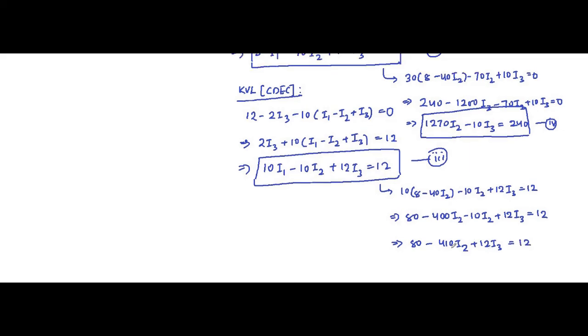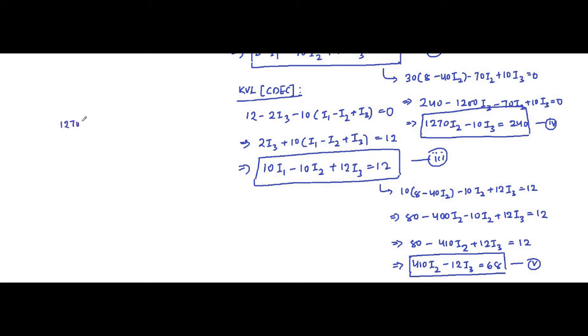So here we have this equation, that is 80 minus 40 I2 plus 12 I3 is equal to 12. So we'll just further simplify it. So it will be 410 I2 minus 12 I3, that is equal to 80 minus 12, 68. This is equation 5. So here we have two equations, 4 and 5, which are in terms of I2 and I3.